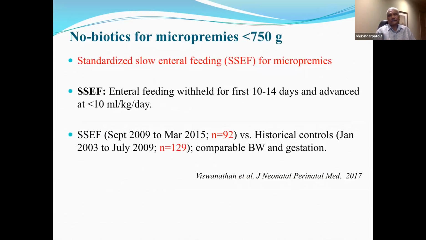If you get fed up with all the biotics, this is one of the ways that you could use out of desperation. This is from US itself, 2017. They were fed up of a very high risk of NEC in their babies less than a kilo. So they went for standardized, extremely slow feeding protocol, nothing for the first 10 to 12 days, and increased feeds at less than 10 ml per kilo per day.